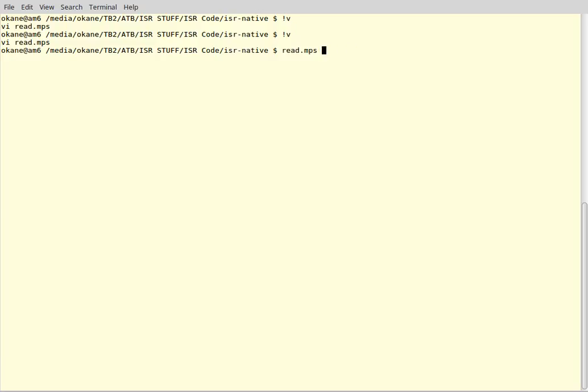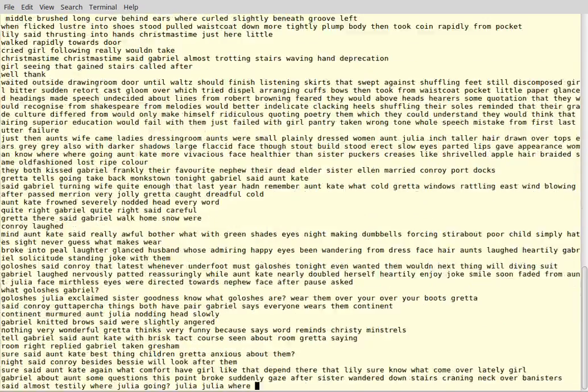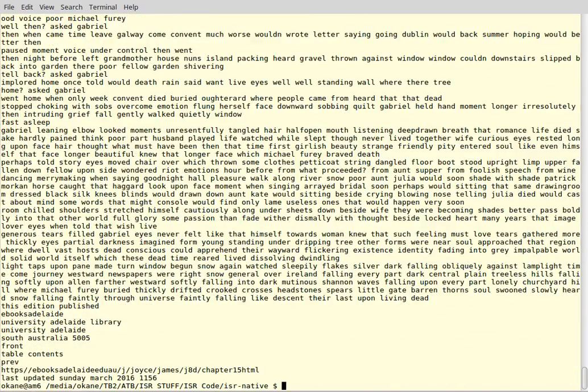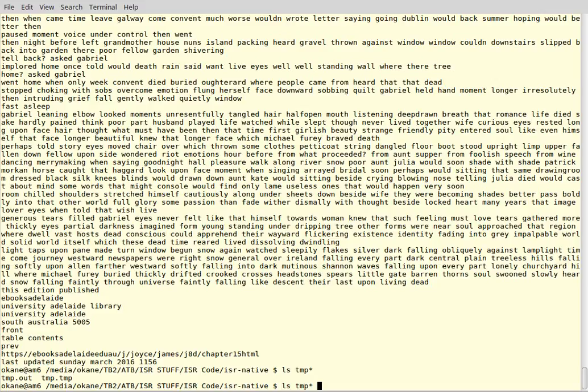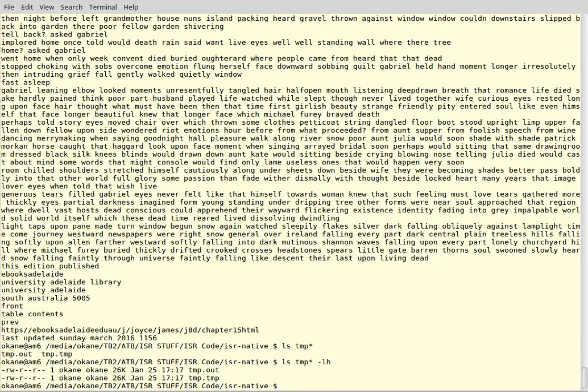Well, read.mumps. I thought I had an input file attached, but I don't. Okay, and it's running, and you see all the echoing of the input lines. And did it do it? ls temp star. Yes, I've got two of them. ls -lh, see the full size. And they're both the same size. They should be. One's just a sorted version of the other.